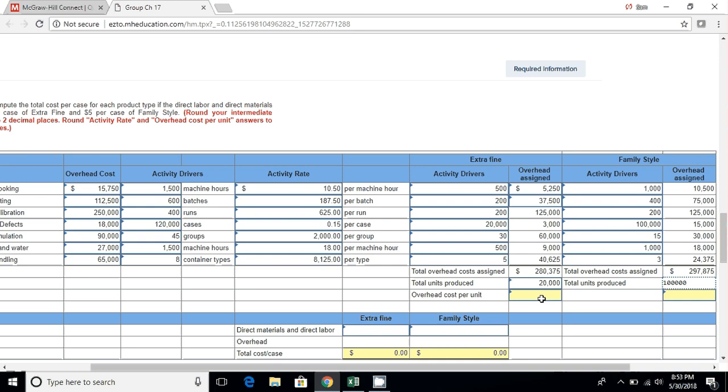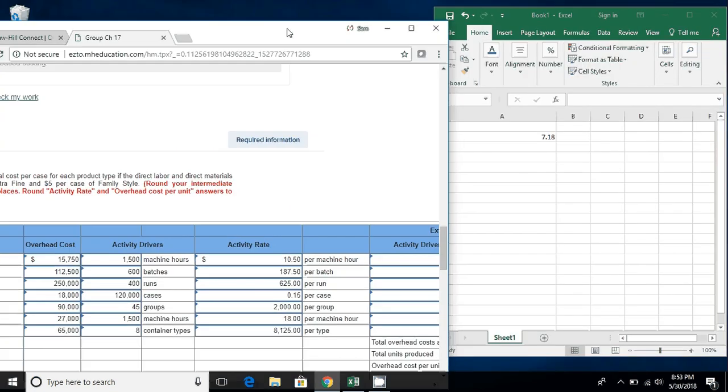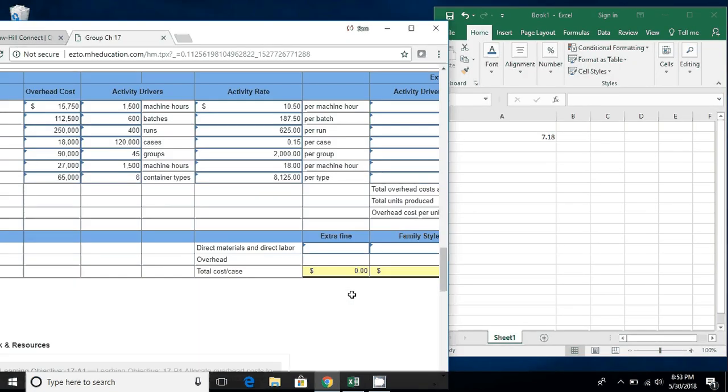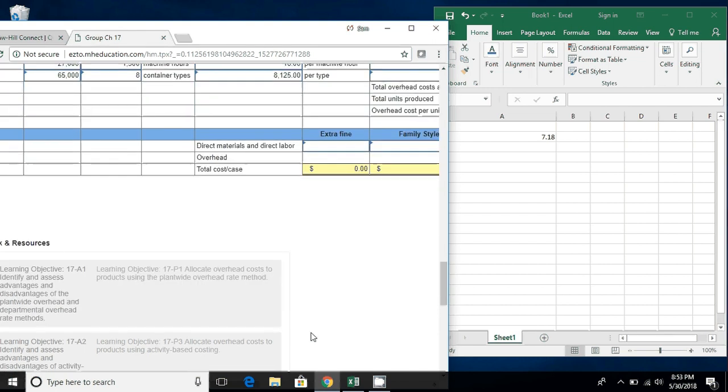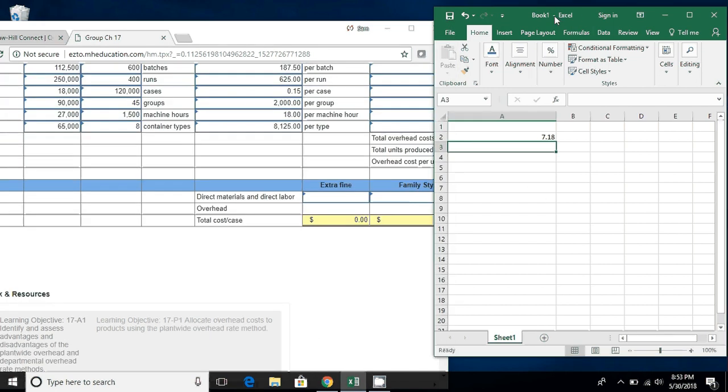So it says, all right, if you did 20,000 units at a cost of $280,375, what's your overhead cost per unit? I'm just going to pull this over here just a little bit so we can see it in Excel. So it says, what's your overhead cost per unit? Well, let's look at that.